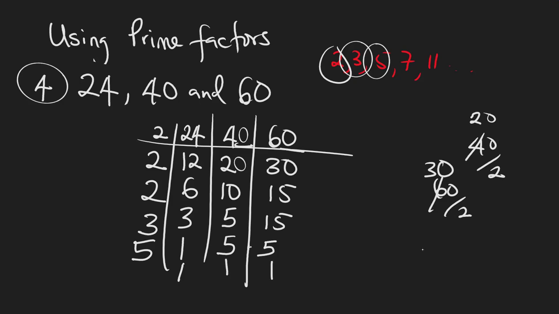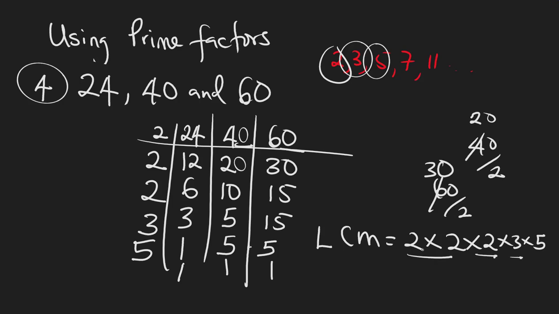1 and 1. So our lowest common multiple will be 2 by 2 by 2 by 3 and by 5. We multiply 2 times 2, 4. 4 times 2, 8. 8 times 3, 24. And 24 times 5 is 120. So this is our LCM, 120. Right?